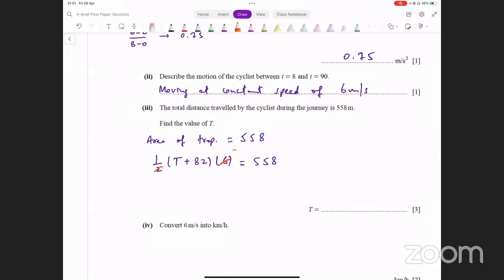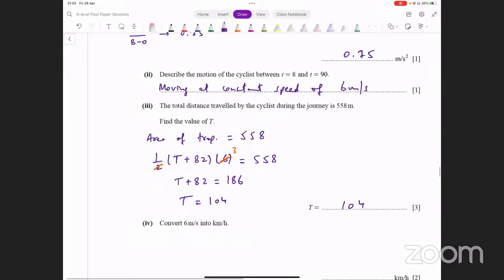2 and 6 get cancelled. We have 3 here. 3 goes to the other side. 558 over 3 हो जाएगा. So we have T plus 82 equals 558 divided by 3. That's 186. 186 minus 82, that's going to give us 104. So the value of T that we get here is 104. That's what we were looking for. T equals 104.